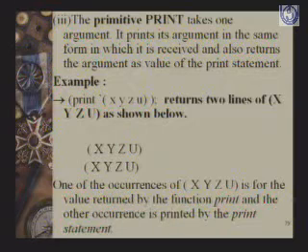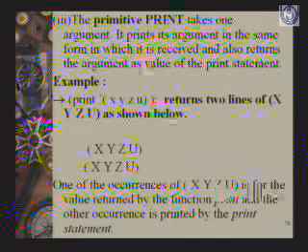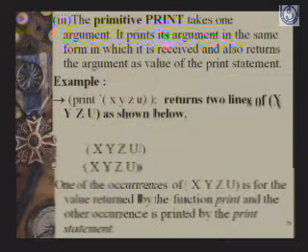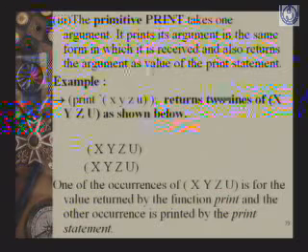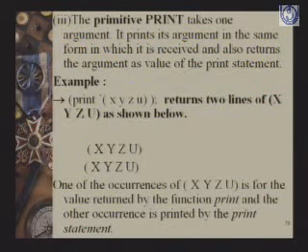But you will see that when the LISP environment executes this particular statement, it not only prints one line, but it prints two times the same quoted expression after removing the quote. That is, x, y, z, u is printed twice. What is the reason for this?